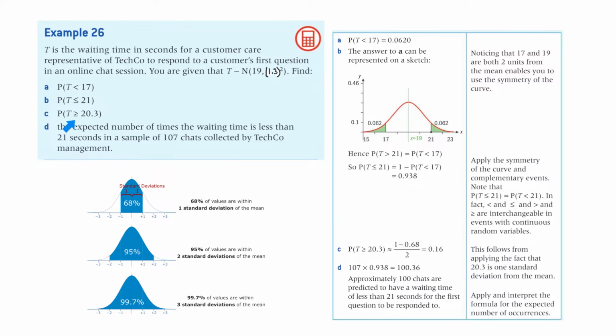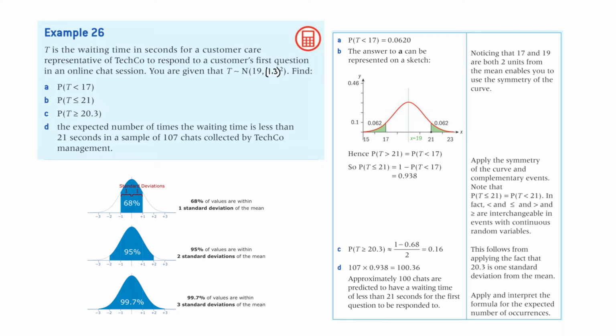Okay, for C, they want the probability of T is greater than or equal to 20.1. So just ignoring the way they did it for a minute, in the calculator, you just need to put the mean in again as 19. The standard deviation is 1.3. And using normal CDF, you need to do 1 minus from minus infinity to 20.3. Because remember, it's measured from the left. Okay, and that will give you the answer.